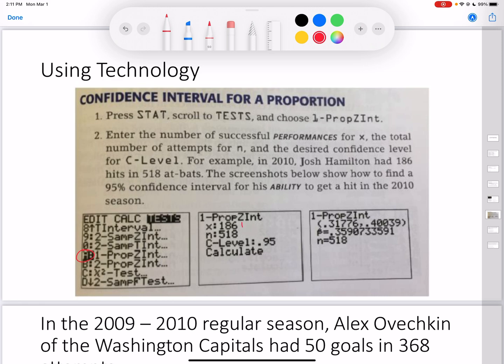From there, you are going to enter in your successes. So x is the number of successes. n is the total attempts. And then your confidence level will be 0.95, so whatever percent it is as a proportion or as a decimal. And you'll press calculate. What that calculation is going to tell me is my confidence interval first, and it's also going to tell me my p-hat, which is my single value estimate within my confidence interval. So let's look at some examples.